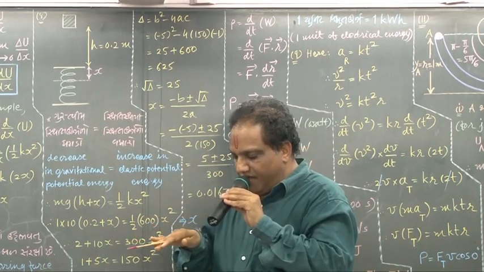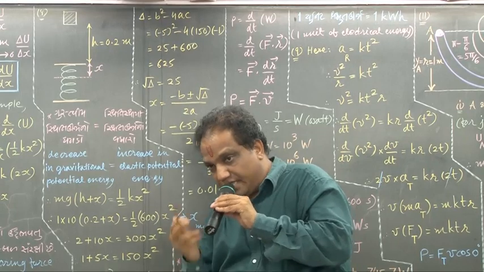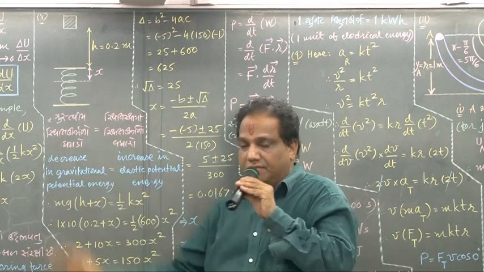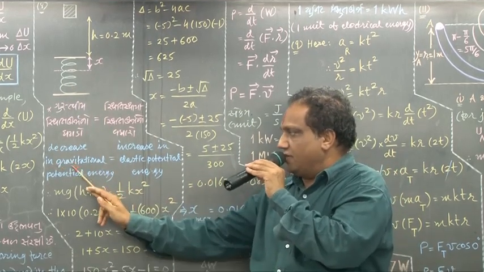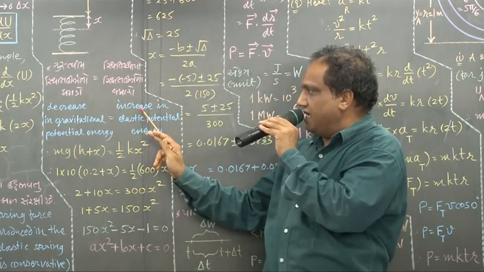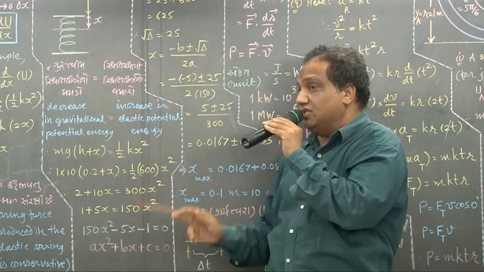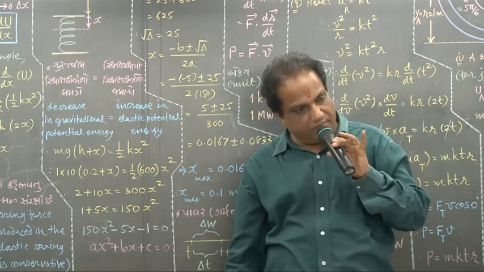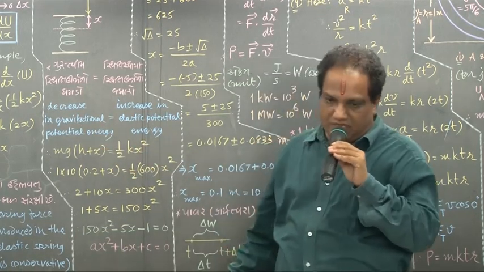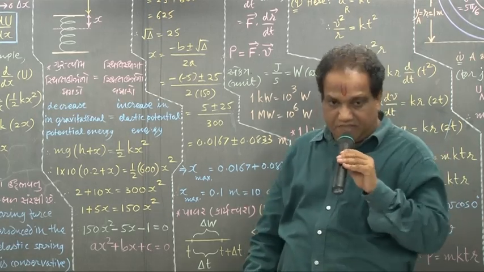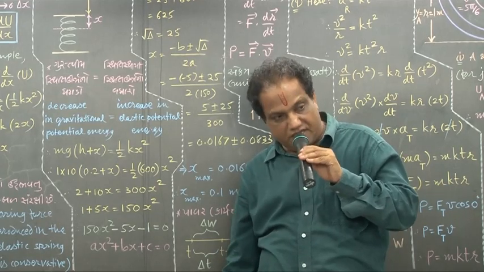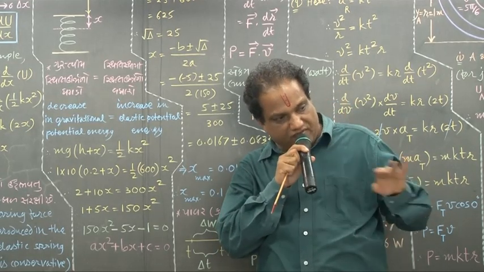There is a decrement in the gravitational potential energy of the block, and there is an increment in the elastic potential energy of the spring. Same thing I have written here: decrease in gravitational potential energy of block equals increase in elastic potential energy of the spring. Simple. What is the decrease in gravitational potential energy? Gravitational potential energy is given by the formula mgy. What is y? Height of a body from the reference level.